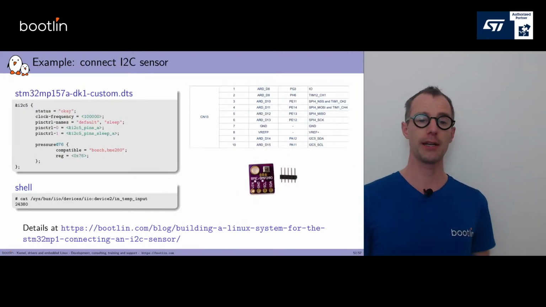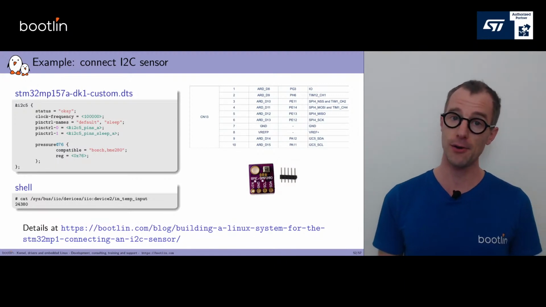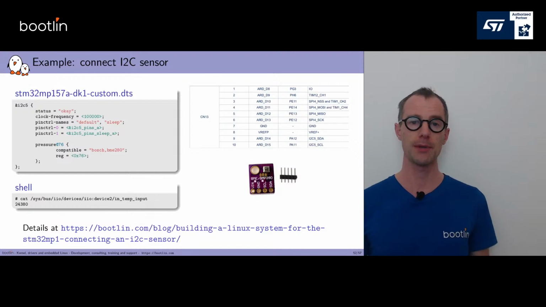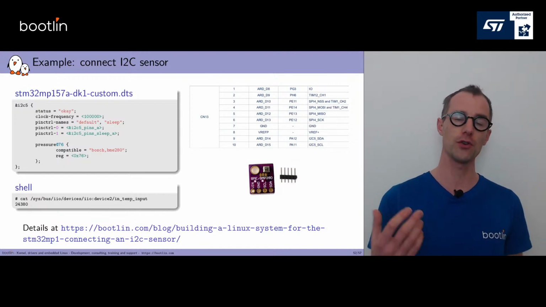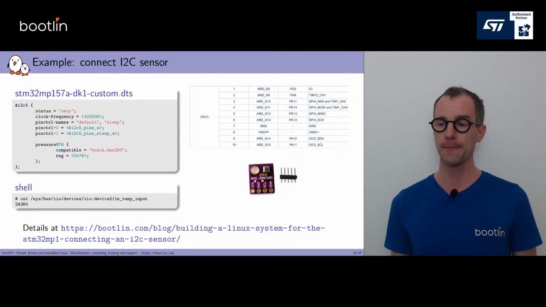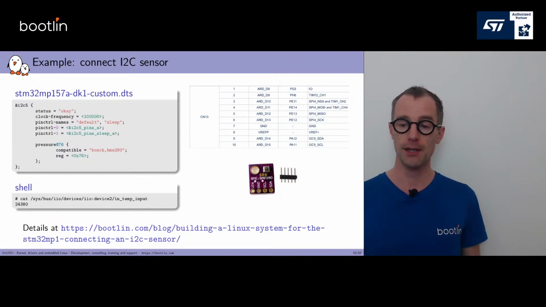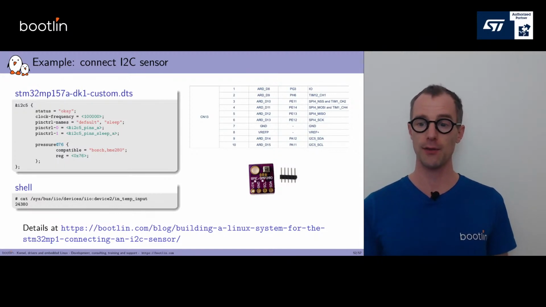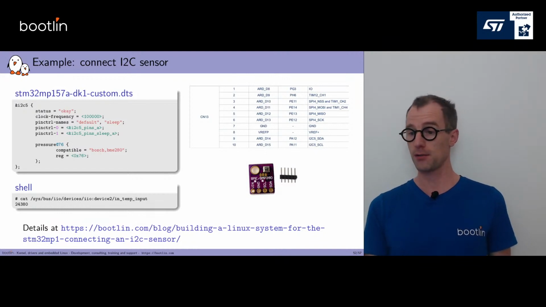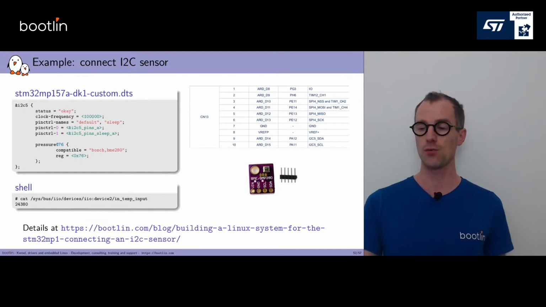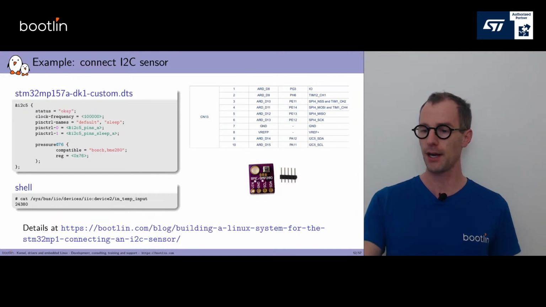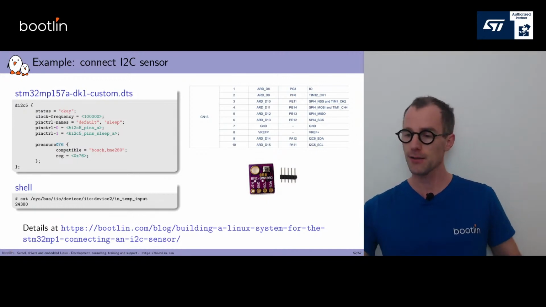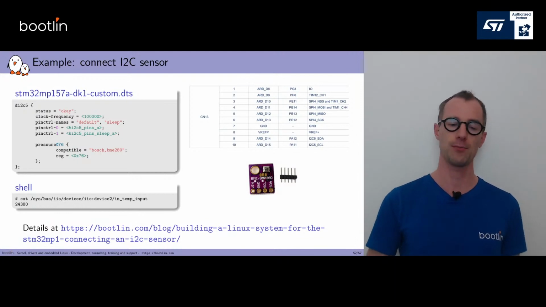Slightly more complicated example, connecting an I2C sensor. Here we have a BME280 sensor, a Bosch BME280, which is a temperature, humidity, pressure sensor. And we've decided to connect it to pins 9 and 10 of connector CN13, because those pins very conveniently provide access to the I2C bus 5. You can see I2C5_SDA, I2C5_SCL. So nice, we have a clock and data, so let's plug it there.